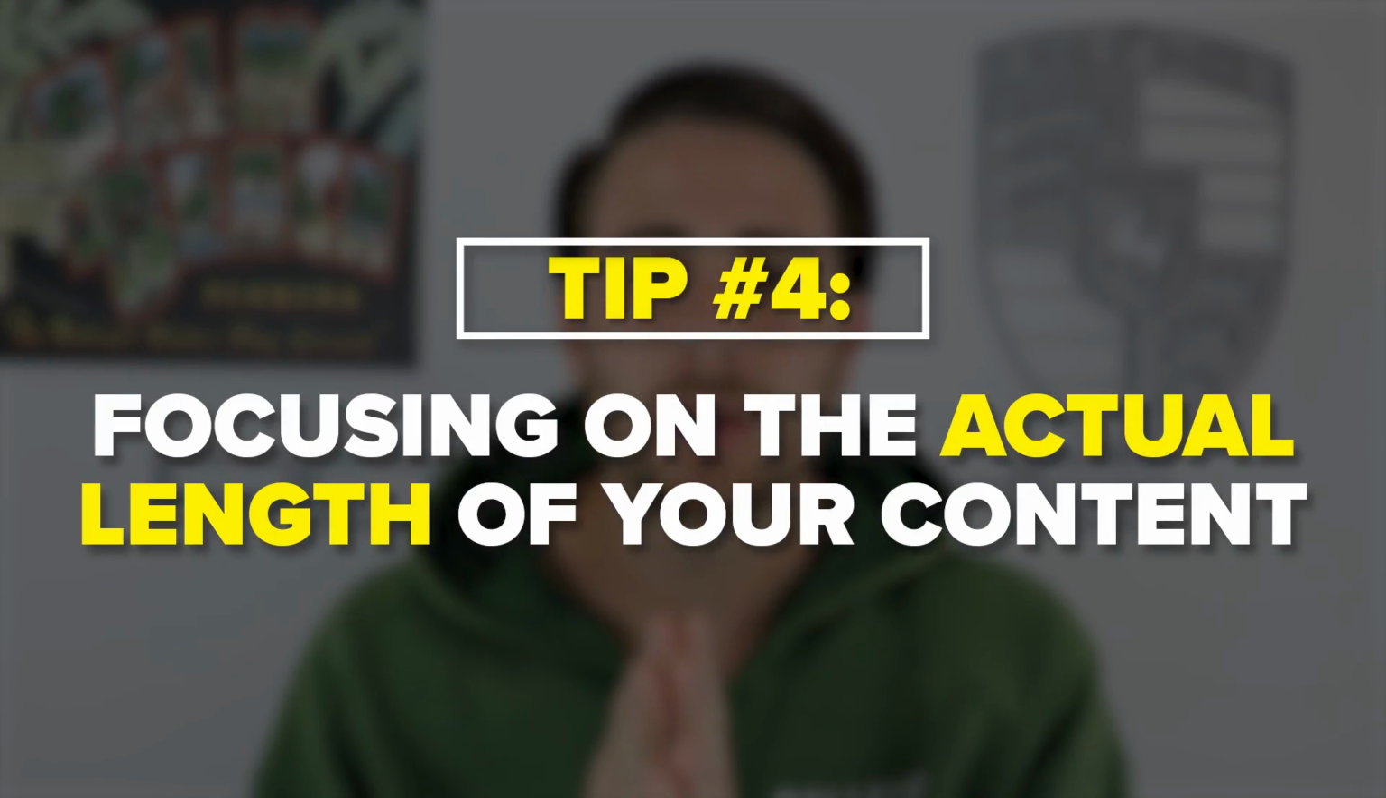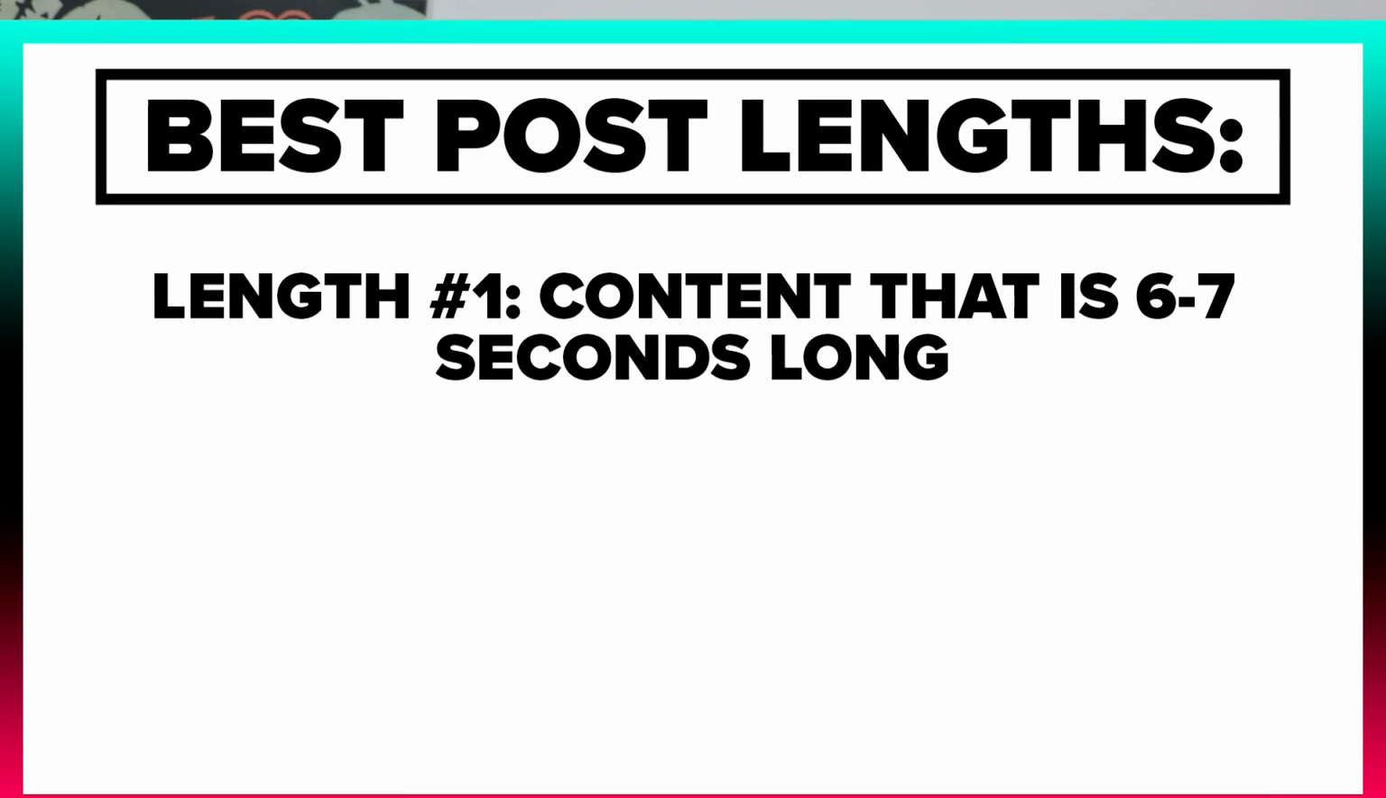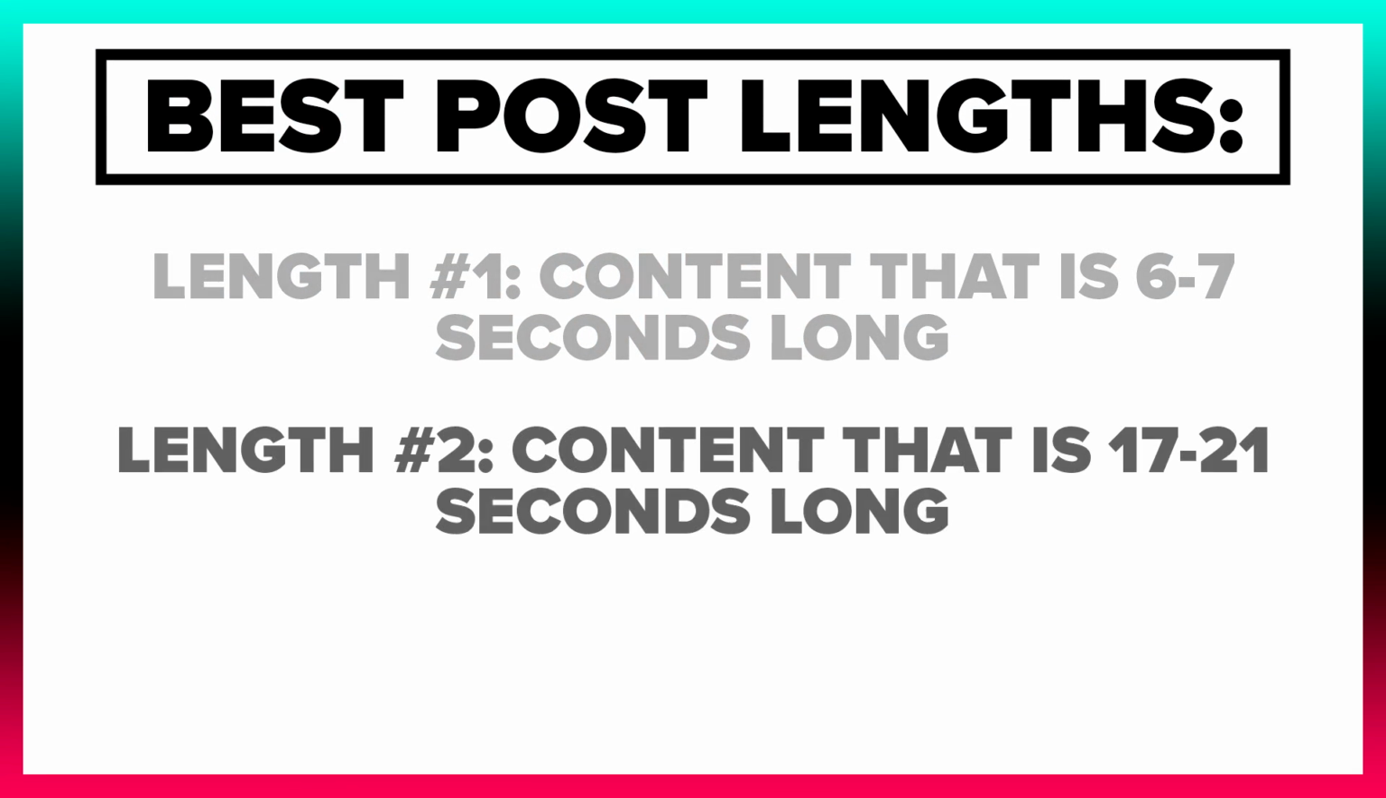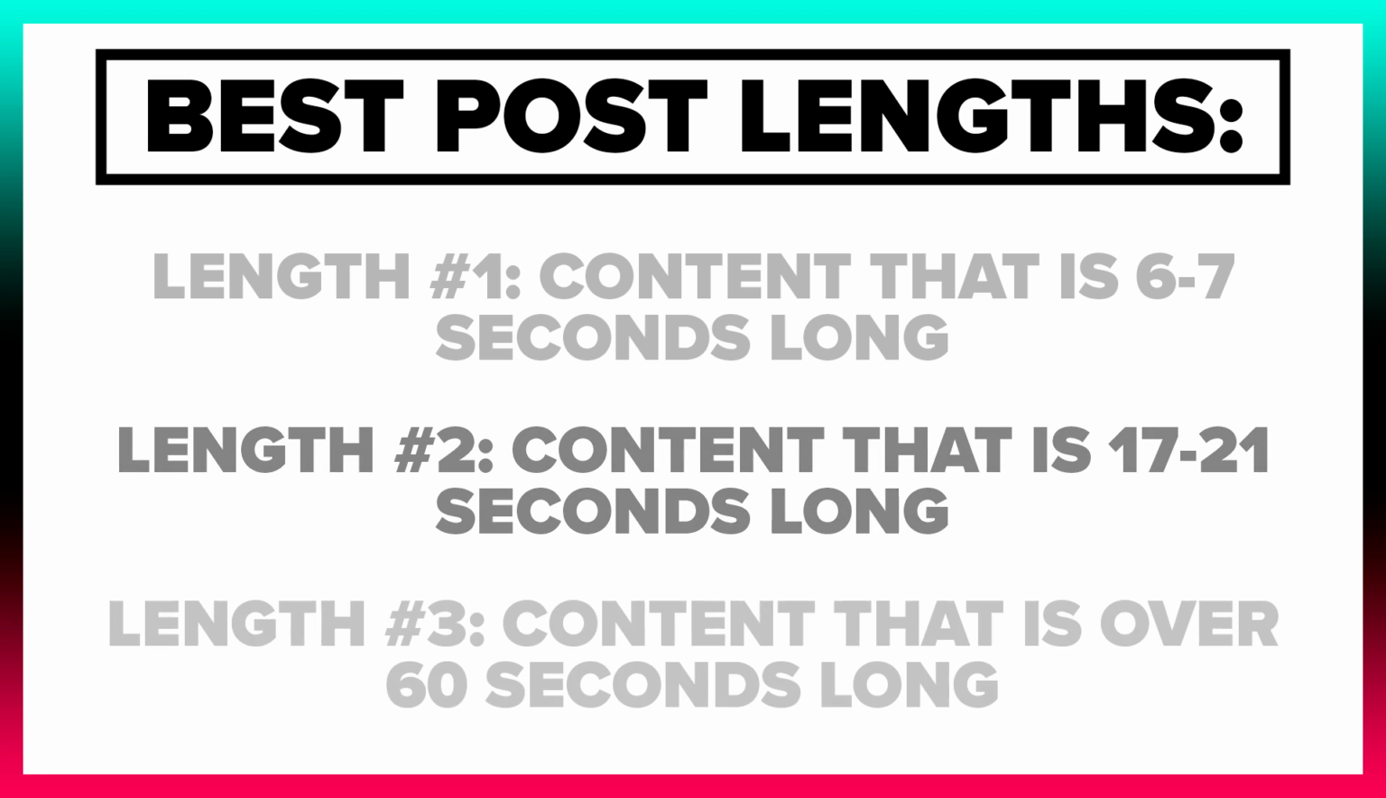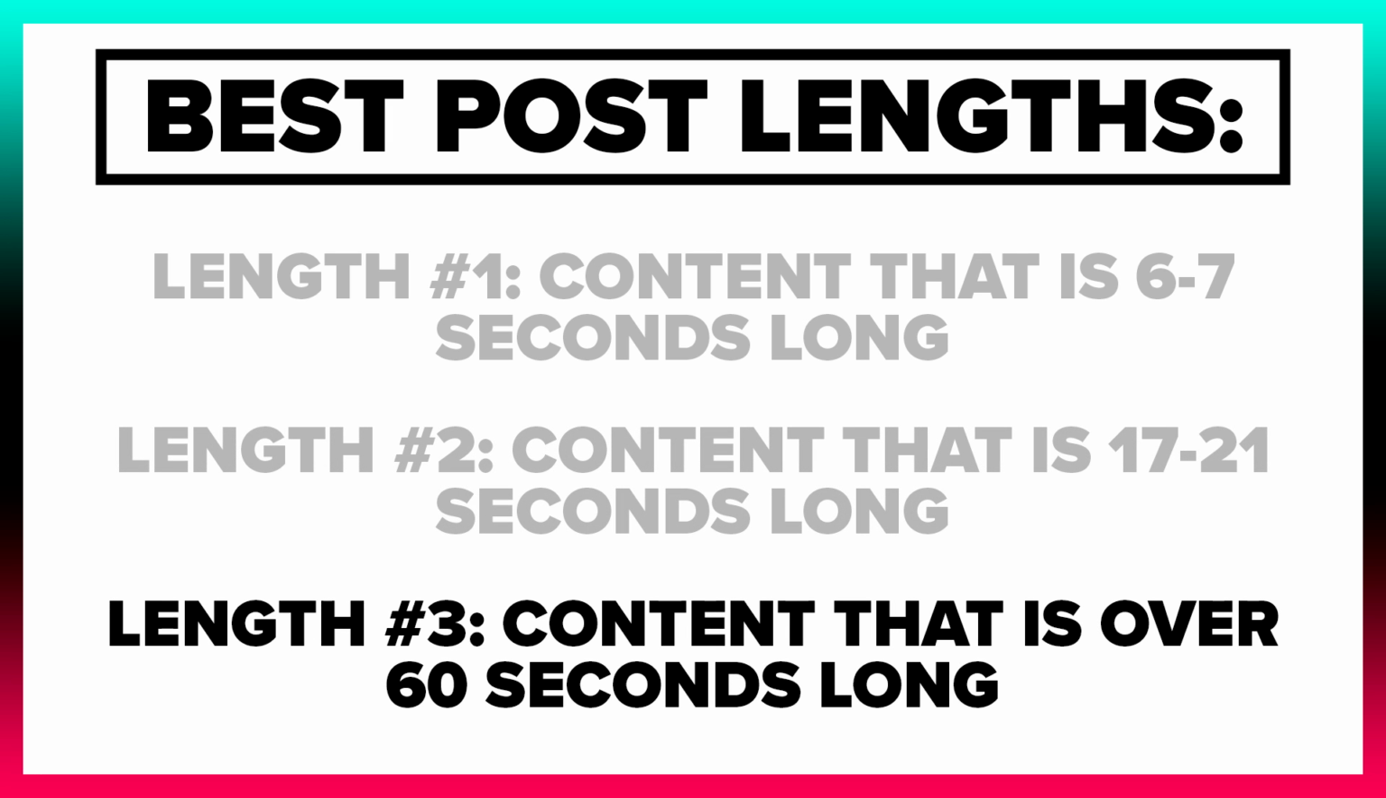So the next thing you need to be focused on is the actual length that you're creating your content, and there are 2 length strategies that you could stick to. The first one are just the general best lengths to be posting in right now on TikTok. The first one is going to be 6 to 7 seconds. The second is going to be 17 to 21 seconds, which is going to be a medium-sized video. And then that third are videos over 60 seconds long. Videos over 60 seconds long are the easiest to get monetized on TikTok, and they're the ones that are generally getting the most views right now.